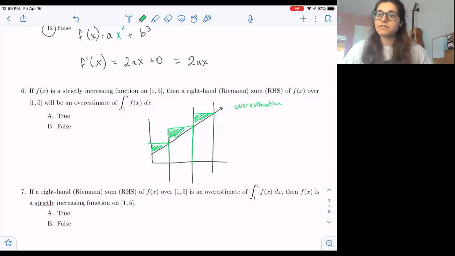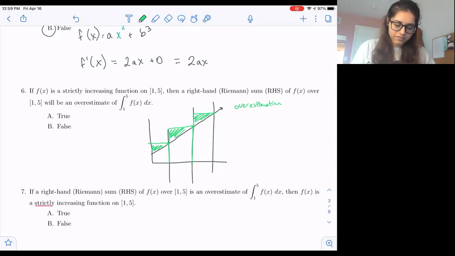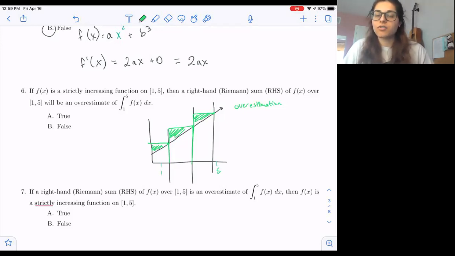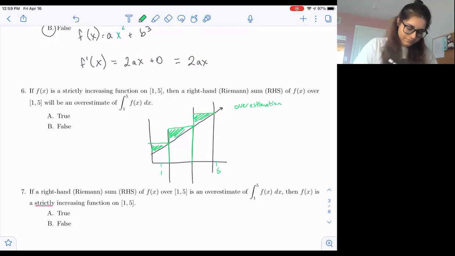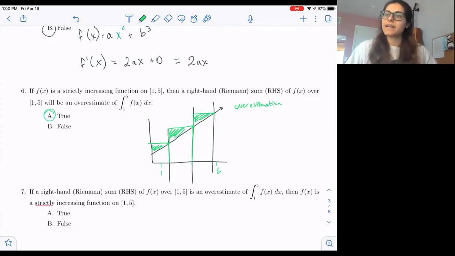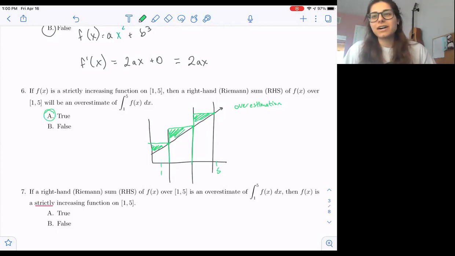So it seems to me, thinking 1 to 5, that seems pretty legit. It's going to be an overestimation. So again, don't memorize that a right-hand sum strictly increasing overestimation. That's not going to help you in the long term. You want to be able to sketch that out and realize, okay, it's an overestimation because I can see it's above the curve.